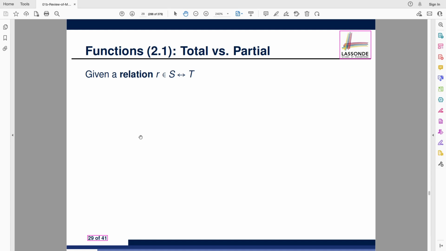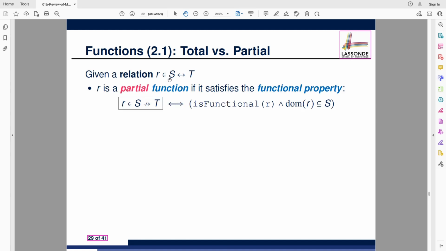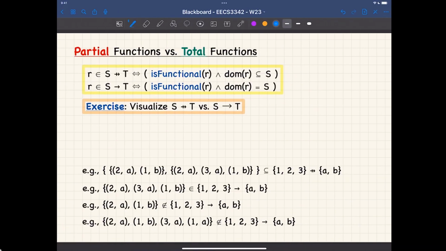So let's say given some relation, you can see R is a member of, remember we talked about S relation T. So S relation T here is the set of all possible relations, right? And R is just one of them. That's something we talked about before. And what about a partial function? Okay, let's take a look at the definition here. We'll look at both together, okay?